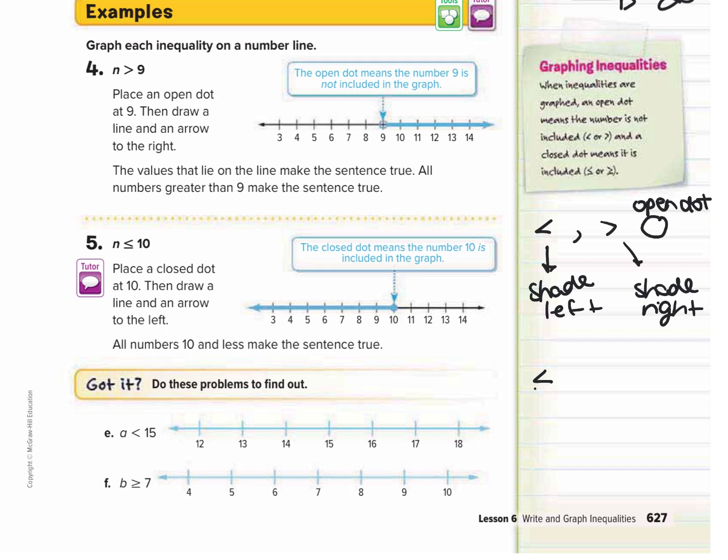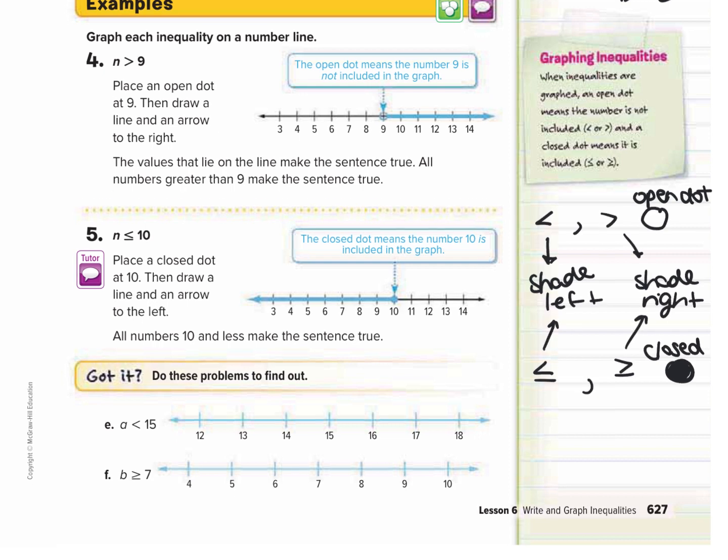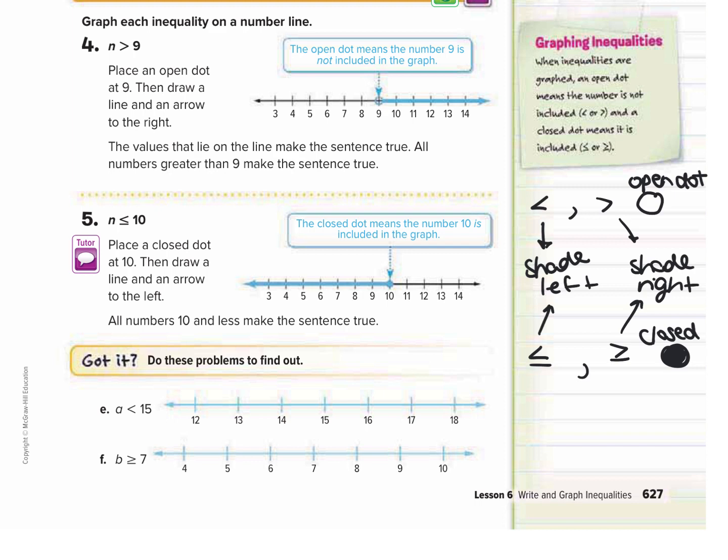Now, if we have less than or equal to or greater than or equal to, we use a closed dot on the number because that shows that it's any number you shade, depending left or right, and that number included. So if it's less than or equal to, we are also going to shade left. If it's greater than or equal to, also going to shade right. So let's do these two examples, E and F.